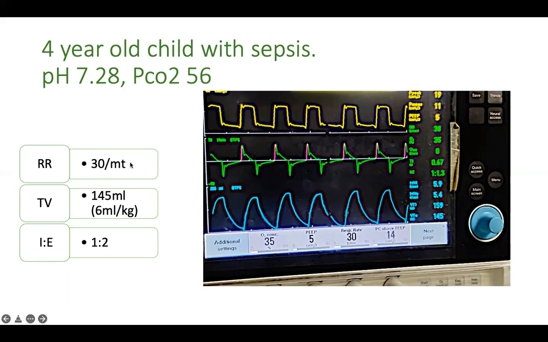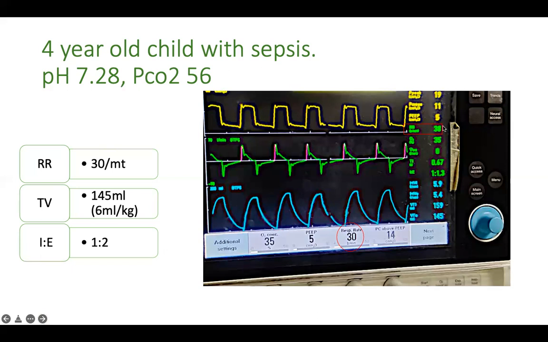Now, what about respiratory rate? Can I increase the respiratory rate from 30 above? Now you have to understand, if I increase the respiratory rate from 30 to 35, nothing is going to happen in this child. Why do I say so? Because the patient here is already breathing at 38 per minute. You can see here the set respiratory rate is 30 and the delivered respiratory rate is 38.